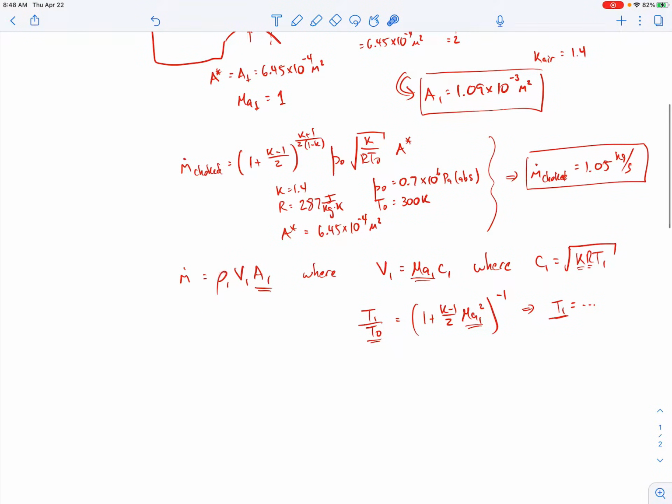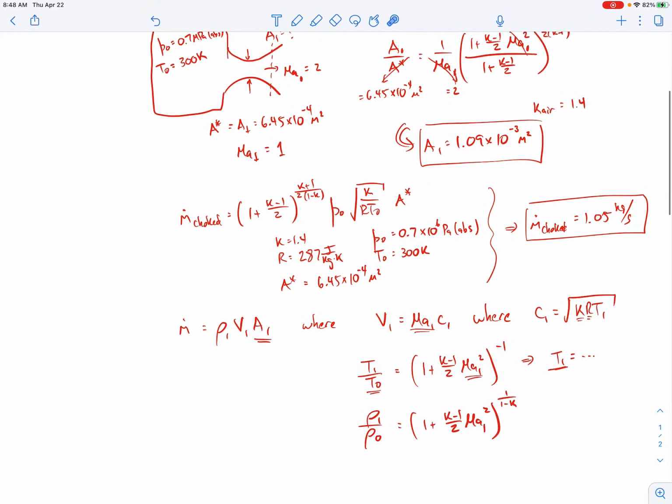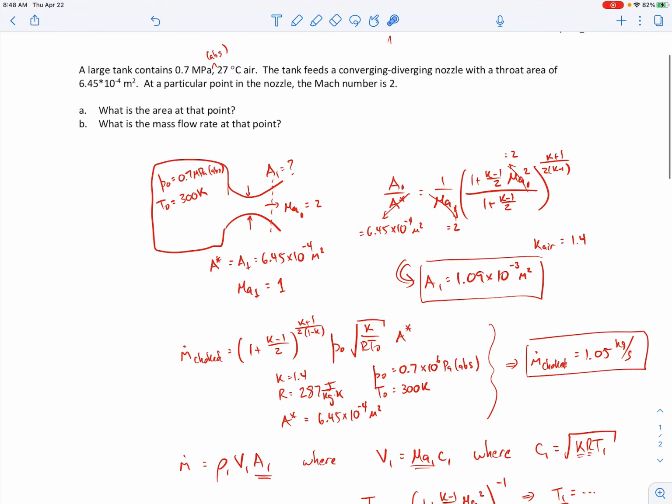As far as finding the density at 1, we could use the isentropic relation, ρ1 over ρ0. Looks much the same as the temperature relation. I believe I've got that exponent correct. So this expression involving temperature can be used for adiabatic conditions as well as isentropic conditions. This one can only be used for isentropic conditions, but that's fine. We'll make the assumption that we have isentropic flow through that nozzle. That's a pretty reasonable assumption.